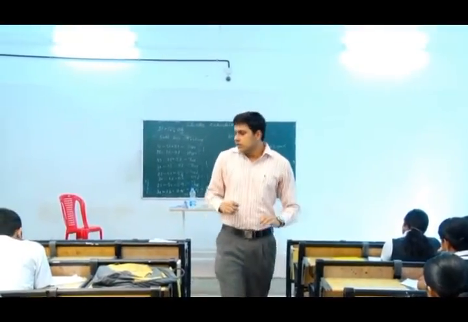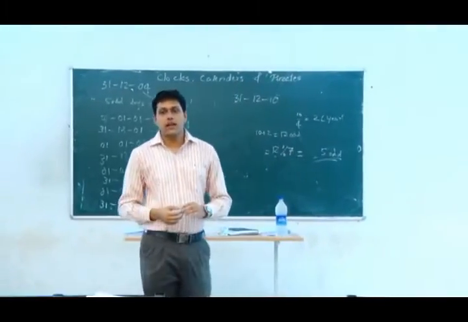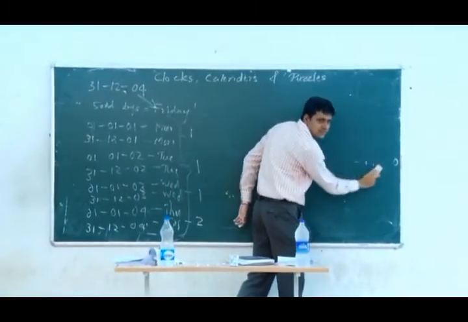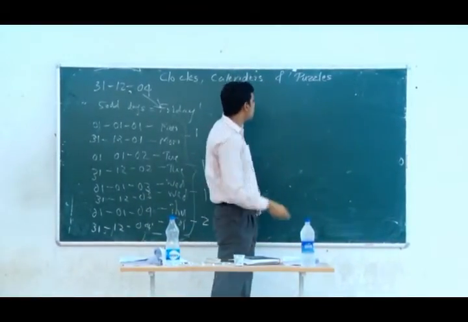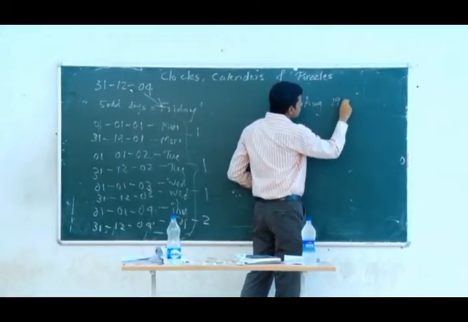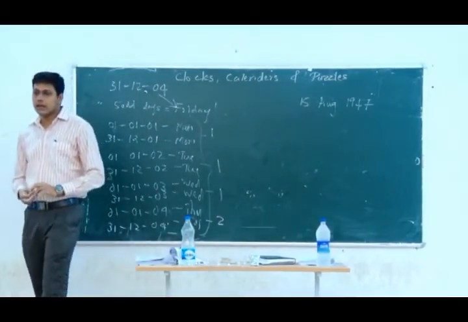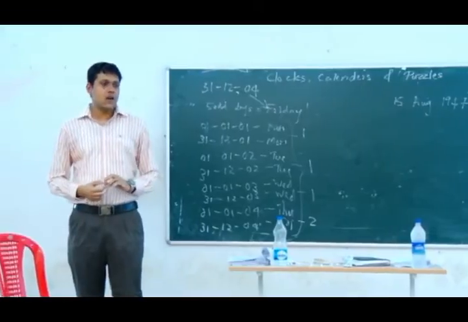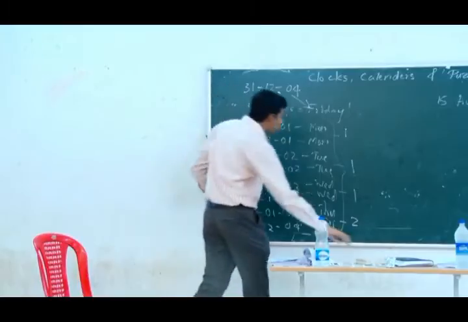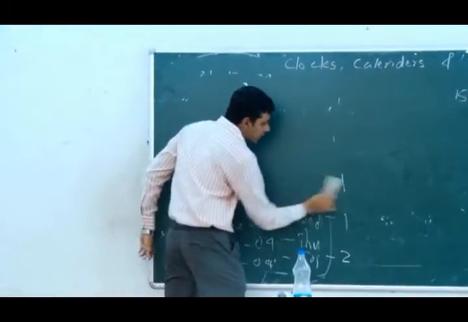Next, we are going to find out which day was our Independence Day, 15th August 1947. So this is calculating the number of odd days for 15th August 1947.